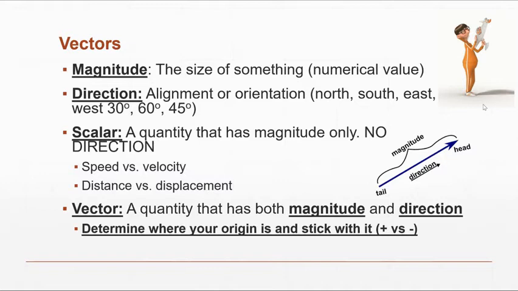Okay. So a vector is a quantity that has both magnitude and direction. And in 2D motion, we're going to have to figure out what's the X value of my vector and what's the Y value of the vector.